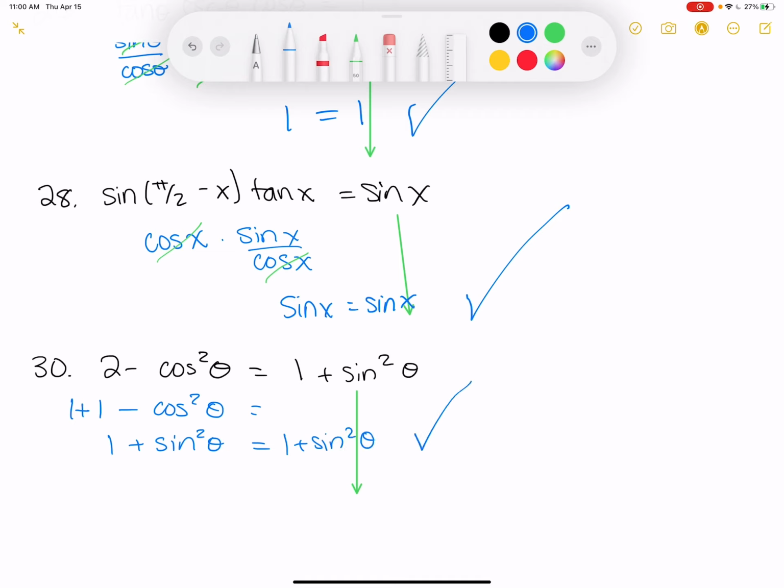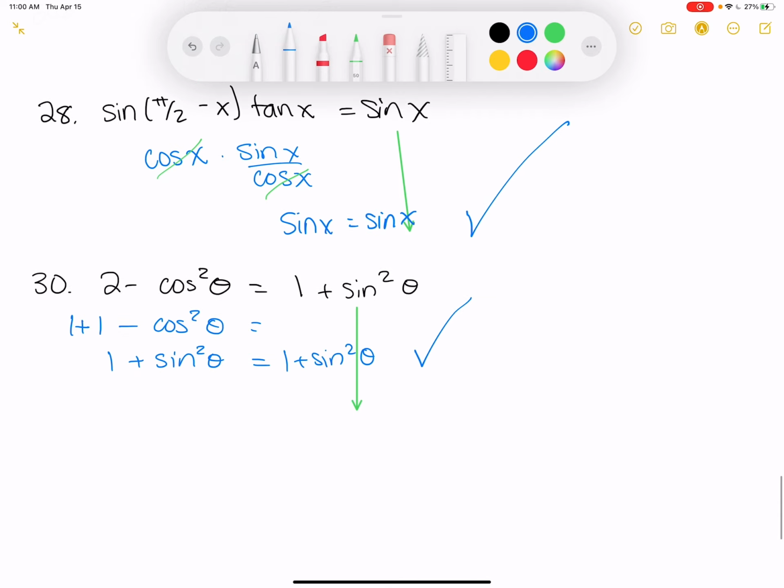When I was doing the problem, I wrote 1 plus sine squared of 0, but I don't know where I got that from. It's theta, not zero. Did you get that from the Pythagorean theorem one? Yes.